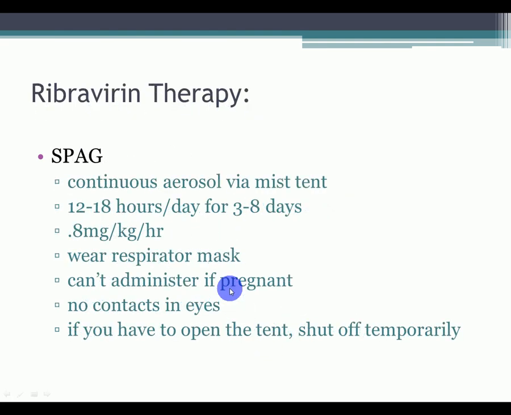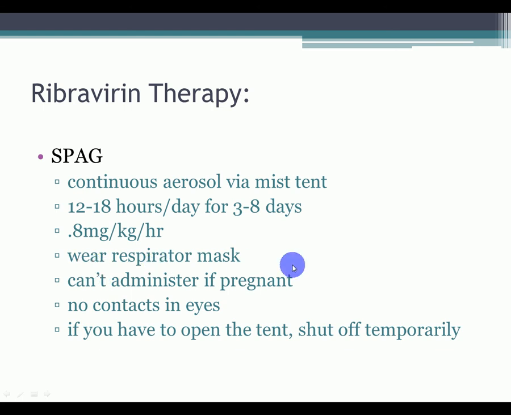Ribavirin therapy is given through what's called a SPAG, which stands for small particle aerosol generator. What it does is give continuous aerosol via a mist tent. It is given over 12 to 18 hours a day for 3 to 8 days. I made a boo-boo, it should be 0.8 milligrams per kilogram per hour.